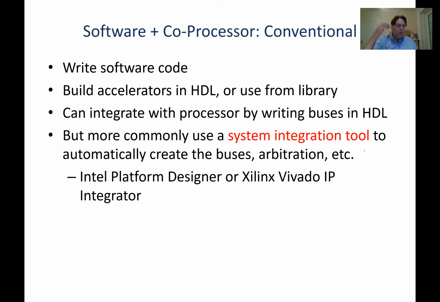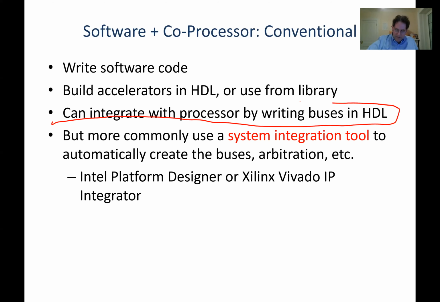So, one way you can do this is you write the software code using just a regular software compiler, and you build the accelerators in HDL. So you go right into SystemVerilog or VHDL, or you might get them out of a library. And then you integrate them into the processor by writing those buses, those AXI or Avalon, or even your own bus in HDL.